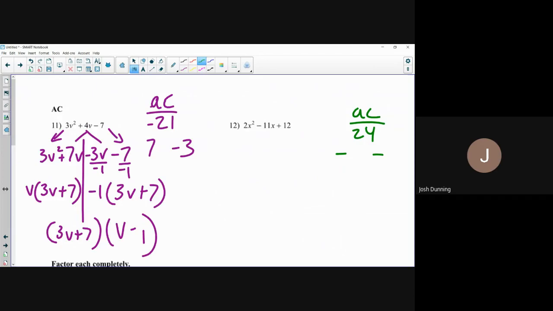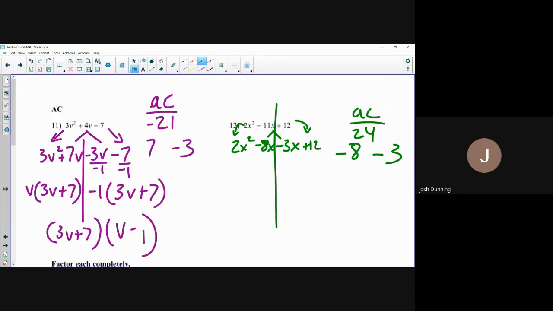Remember, if you need to, you can Google factors of 24 and should be able to find what you are looking for. So like I said, you got 8 and 3, they're negatives. Break that 11 up. Bring the ends down. Split it down the middle. If you put the 3 first, it'll look different again, but it should be the same.